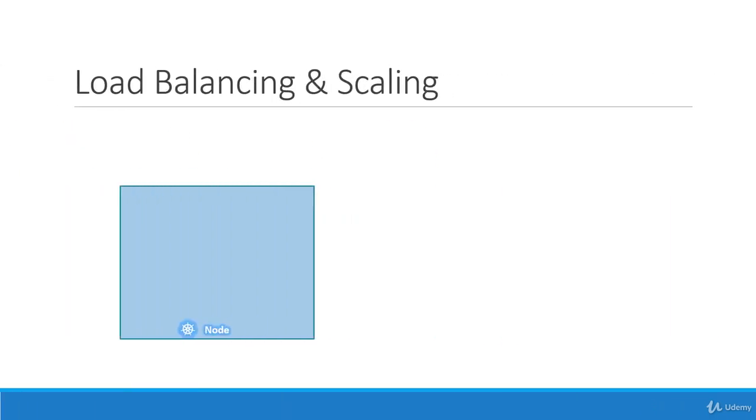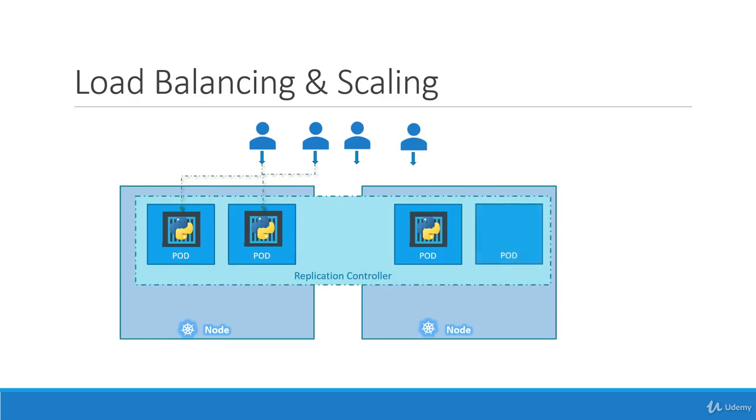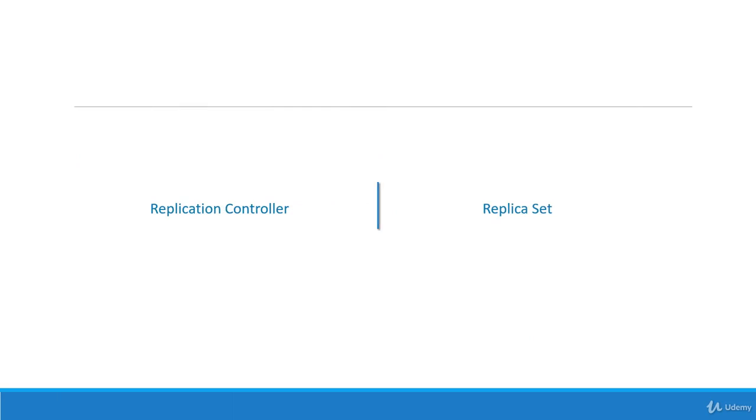Another reason we need a replication controller is to create multiple pods to share the load across them. For example, in this simple scenario, we have a single pod serving a set of users. When the number of users increases, we deploy an additional pod to balance the load across the two pods. If the demand further increases, and if we were to run out of resources on the first node, we could deploy additional pods across the other nodes in the cluster. As you can see, the replication controller spans across multiple nodes in the cluster. It helps us balance the load across multiple pods on different nodes as well as scale our application when the demand increases.